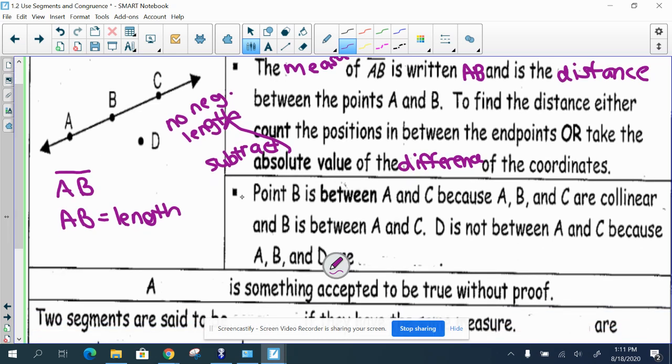Okay, and then the other point here is that point B is between A and C because A, B, and C are collinear, and B is between A and C. Okay, that's pretty obvious. D is not between A and C because A, B, and D are, like we said, non-collinear.